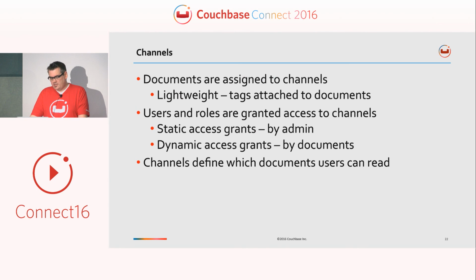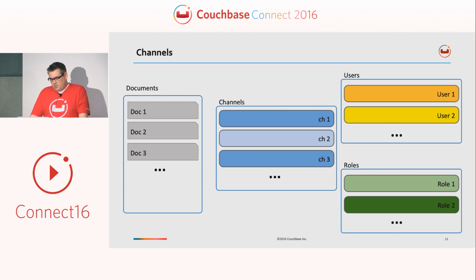They can get a static access grant. So your admin can say, user one, you have access to this channel. Or documents can do a dynamic access grant and give user one access to a channel based on the content of the document itself. And at the end of the day, it's channels that are going to define what documents users can read. So let's just run through a quick example here.